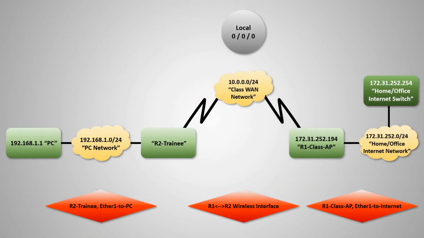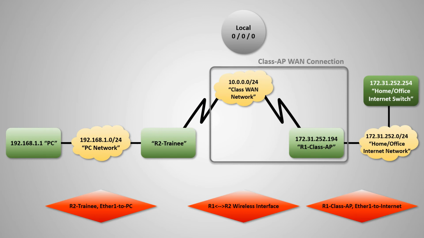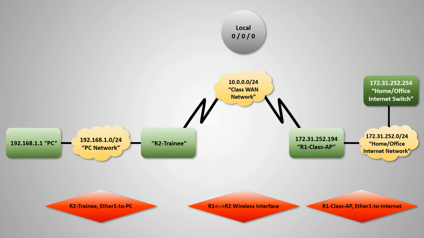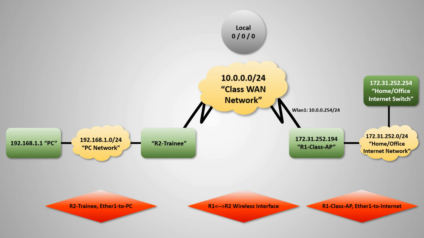Now, back to our lab configurations. As the final step for setting up our class AP, we need to establish a wireless connection from the class AP to the trainee router. To do so, we will assign an IP address for the wireless interface of this access point. As you can see, the IP address of our intended network is 10.0.0.0/24. Therefore, the WLAN address we need is 10.0.0.254/24.